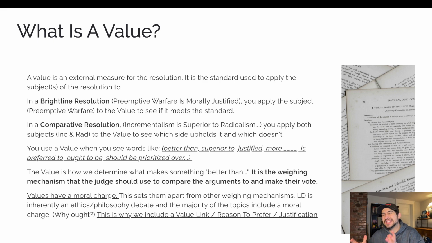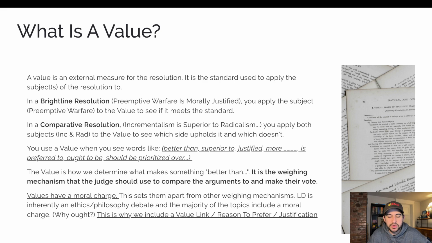Because LD is inherently an ethics or philosophical debate, the majority of the topics include some sort of moral charge, some sort of subjective feeling or subjective measure. And when I say moral charge, what I mean is when we say we ought to do something, there's a reason why we ought to do something. And the moral charges don't have to be really strong. They can actually be pretty small. But when it comes to subjectivity, that's what I mean.